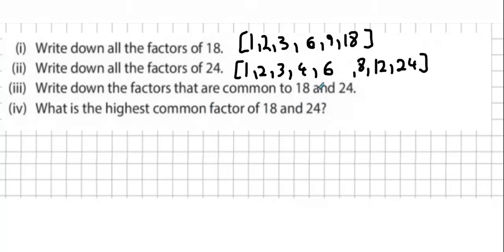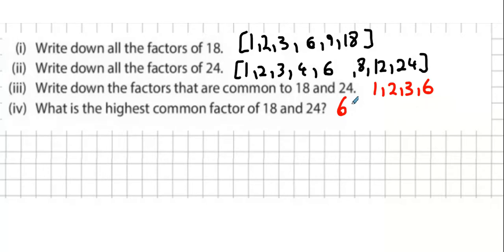Write down the factors that are common to 18 and 24. Well, what numbers are in both lists? 1, anything else? 2, 3, 6. There's 4 numbers in that. Now, which one's the highest one, the biggest one in both lists? 6. Would everybody be happy that the highest common factor is 6?